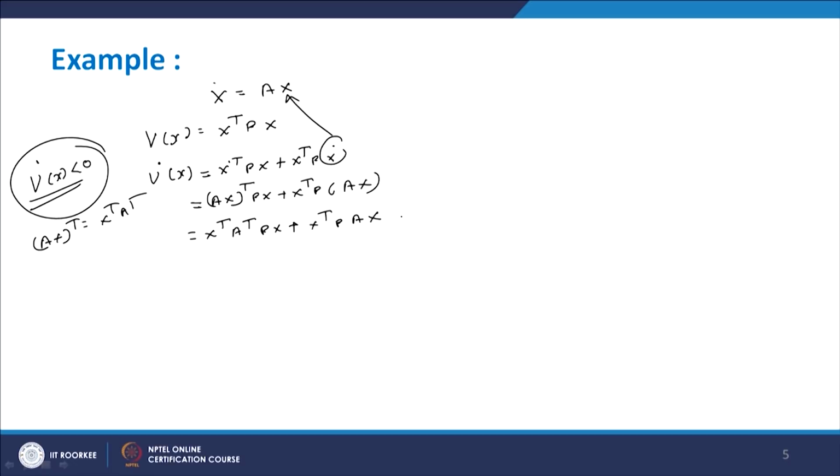So, here we can write x transpose A transpose P into x plus x transpose P into A into x. Now, this equation can be written by taking x transpose outside and x outside, so we get x transpose (A transpose P plus PA) x. Now, what we have got is A transpose P plus PA.